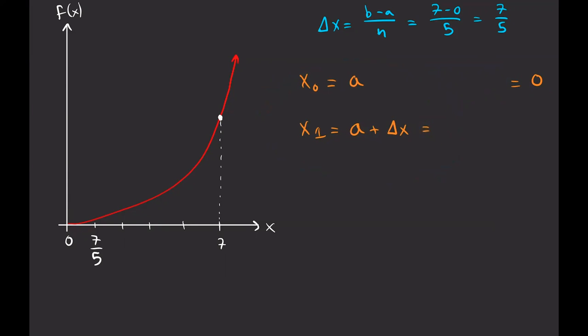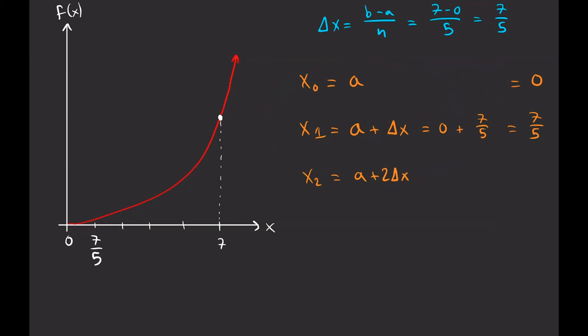I'm going to make all this kind of line up, hopefully. A is 0. We saw that. That's our starting point. Delta x is 7/5. So I get 7/5, just working that out. x2 is going to be a plus 2 delta x.